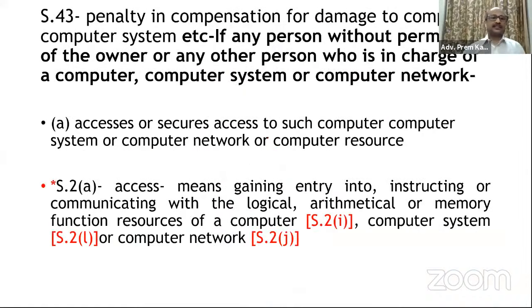So here comes Section 43, which states, if any person without permission of the owner or any other person who is in charge of a computer system or computer network. Let me pause for a minute to understand what this means. Any person without the permission of the owner, of course, we all understand who owns it. But it also includes any other person who is in charge of a computer system or a computer network. Who could this be?